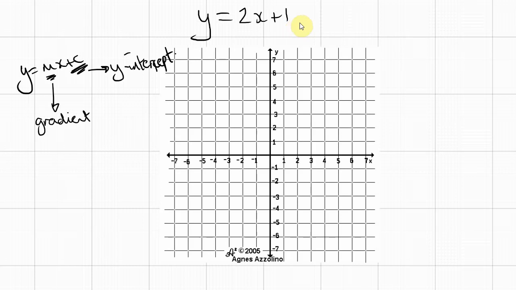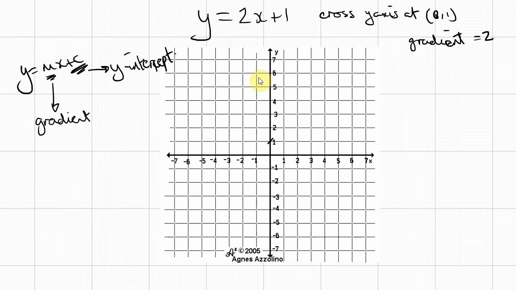So we are crossing the y-axis at 1 on the y. That would be a coordinate 0, 1. And then we have a gradient of 2.